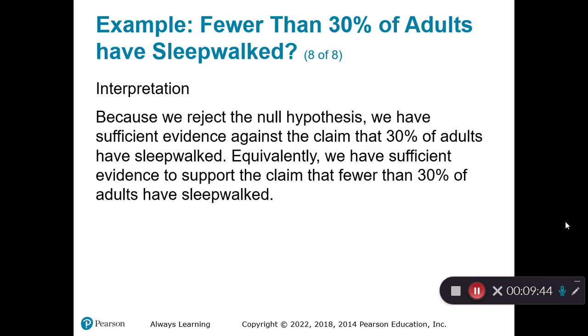Because we reject the null hypothesis, we have sufficient evidence against the claim that 30% of adults have sleepwalked. Equivalently, we have sufficient evidence to support the claim that fewer than 30% of adults have sleepwalked.